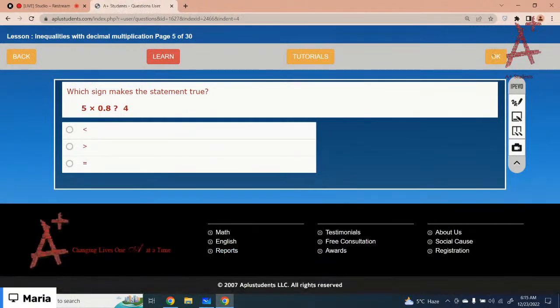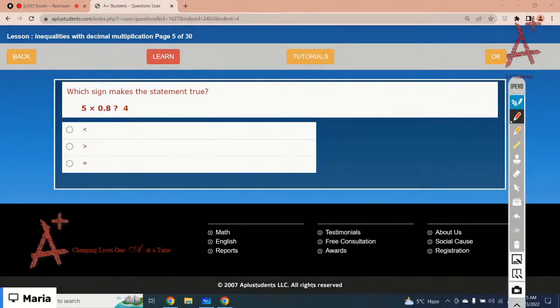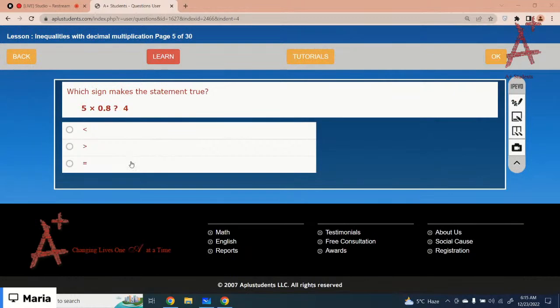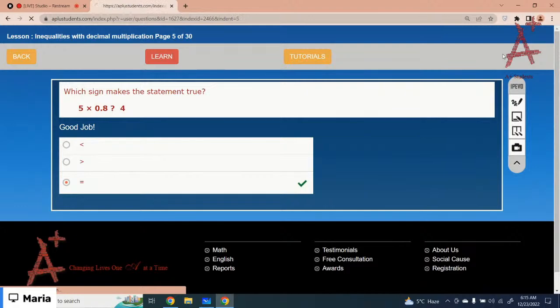The next one is 5 times 0.8 and you have to compare it to 4. Got it? So 5 times 8 is 40. You have to move one decimal place, so it would be 4.0. So 4.0 and 4 both are exactly the same. So 4 is equal to 4. Got it? So they are equal. Just select the correct option and click on the OK button.